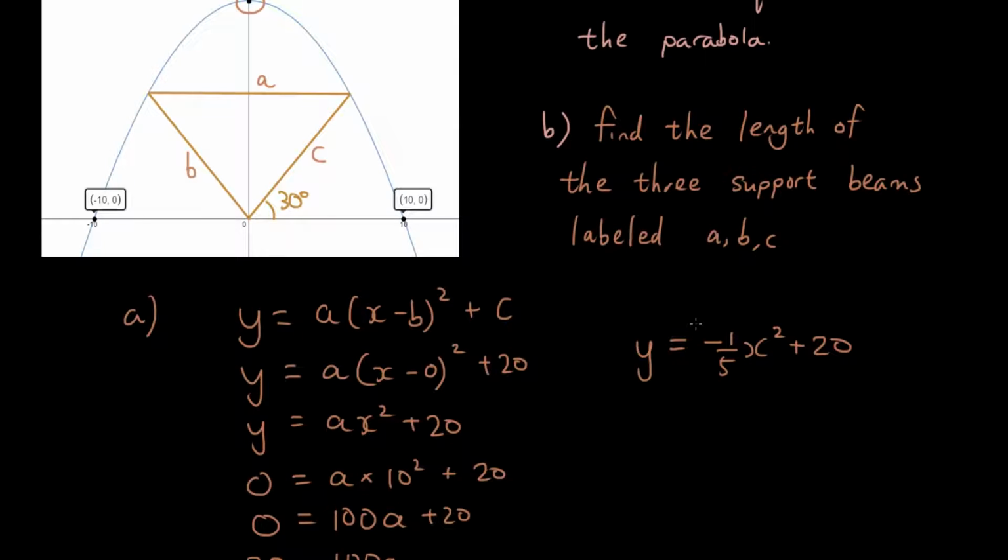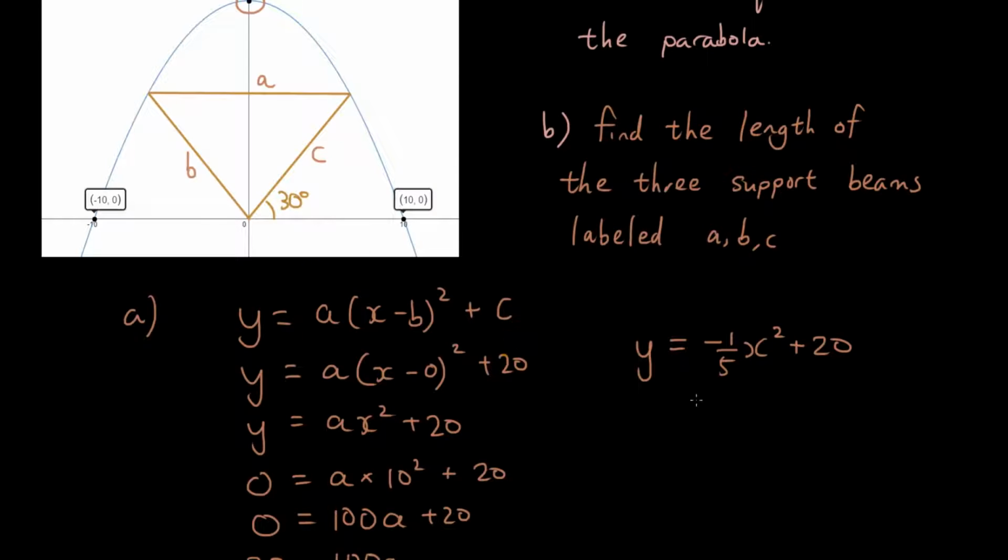Okay, now let's do part B. Find the length of the three support beams, so length A, B, and C. So yeah, that is a bit hard, but it's still not that hard. So what do we know about line C is basically it's going up at an angle of 30 degrees to the horizontal. Okay, 30 degrees to the horizontal. Now, therefore, with that information, we can actually find the gradient of this line, can't we?